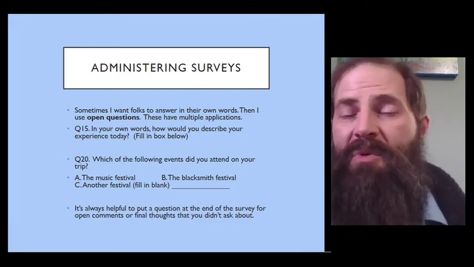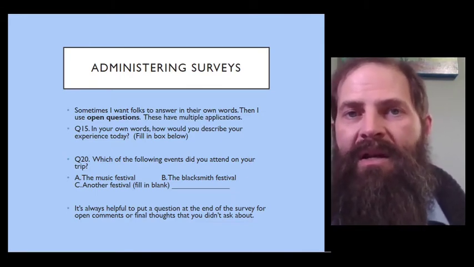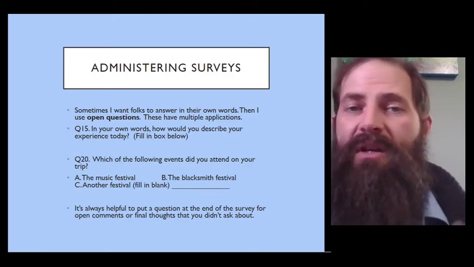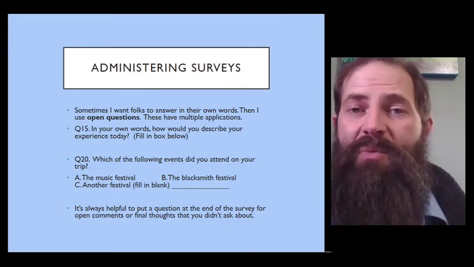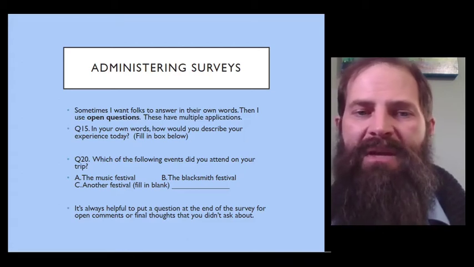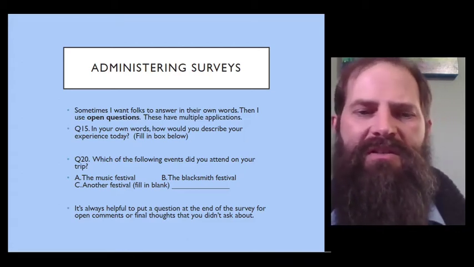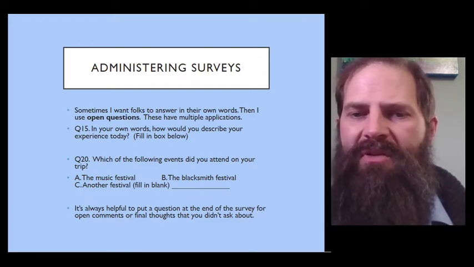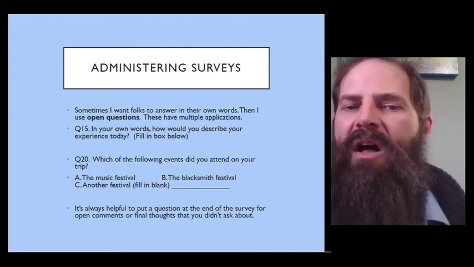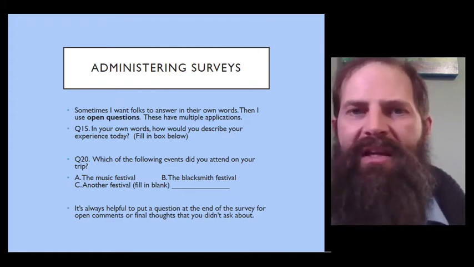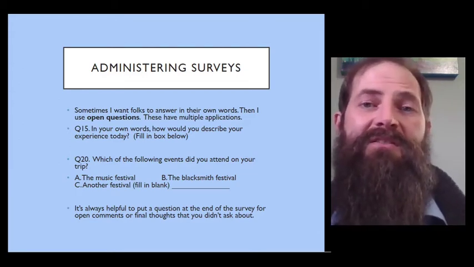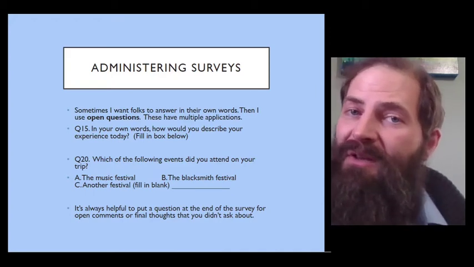That's great. The next person could have a completely wildly different answer. But with an open question, I'm not limiting them. I'm saying, in your own words, how do you feel about this? Likewise, we can do this even with a closed question. So let's pretend I'm asking them about a festival that they may have attended. Which of the following events did you attend on your trip? Did you go to the music festival? Okay, you could check that. Did you go to the Blacksmith Festival? Okay, check that. Another festival that was there, fill in the blank. This is our other category. So now they can, in their own words, answer this. This gives us a chance to give an open question within a closed question.